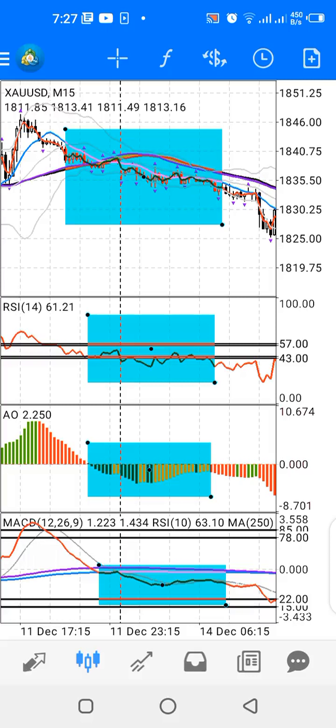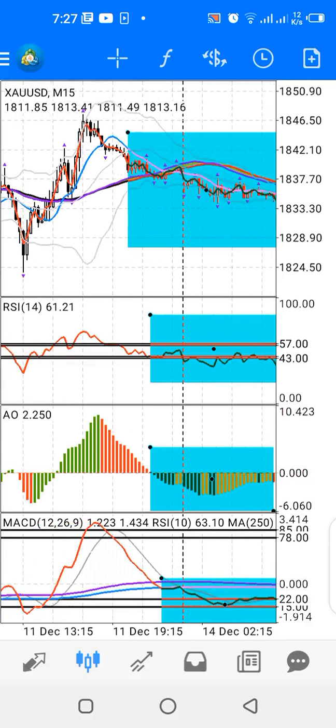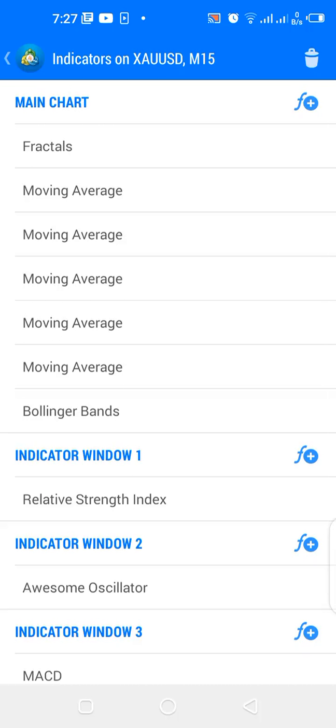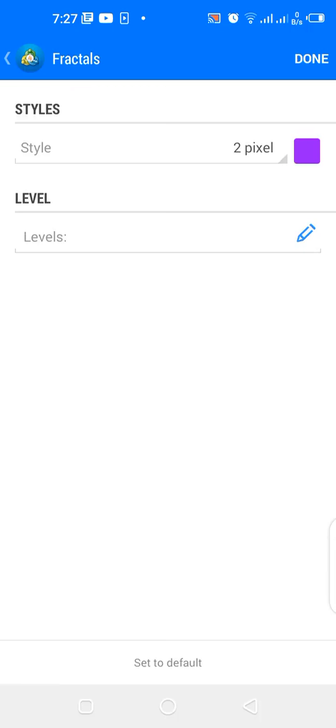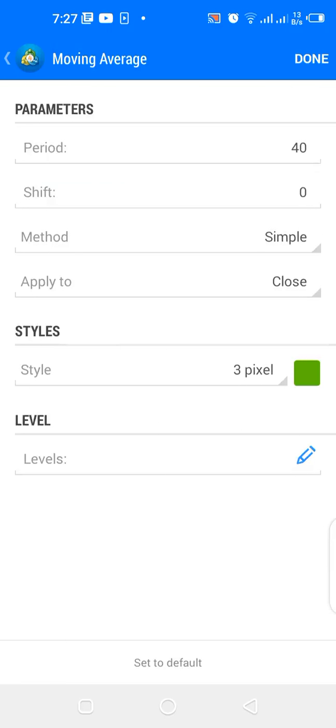Now, how does this strategy work? Let's see how it works. On the main window, let's look at the settings. I have fractals, the style is 2 and color is purple. I have a moving average, the period is 40, the shift is 0, the method is simple, it's applied to close and the color is green.